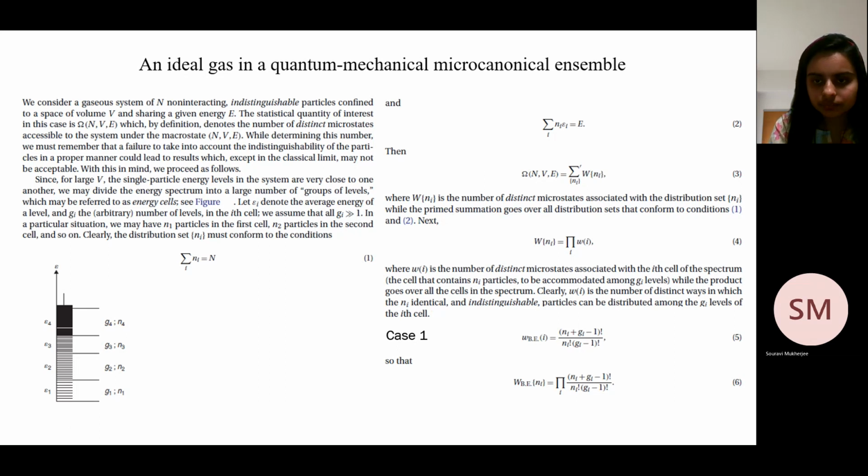And you can see that given some number of particles Ni in the ith cell of the spectrum, while Gi is the degeneracy of that particular cell, you can have different kinds of distributions. Like for Bose-Einstein particles, which follow the Bose-Einstein statistics, or the bosons, you would have a distribution which follows this number, right? So this is how you find the number of ways for bosons.